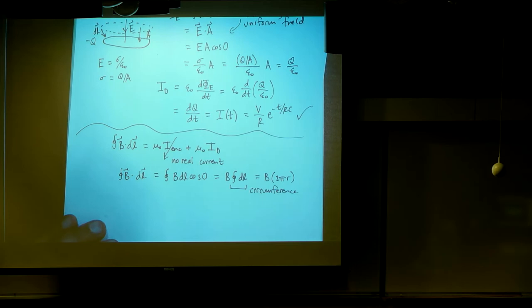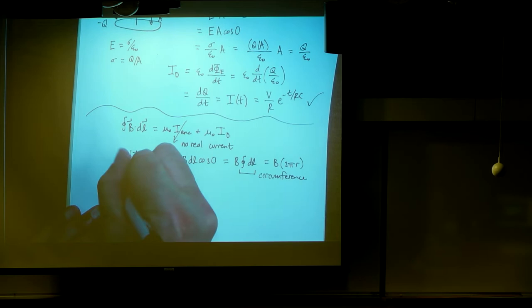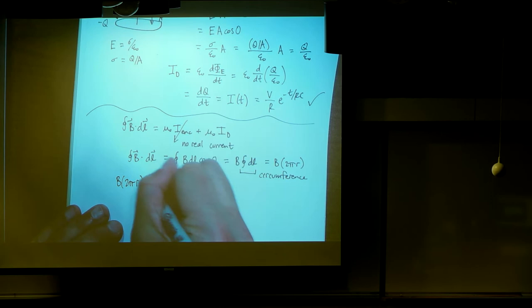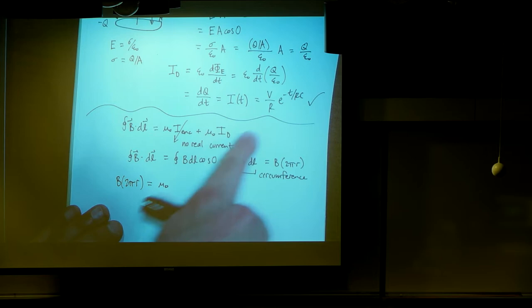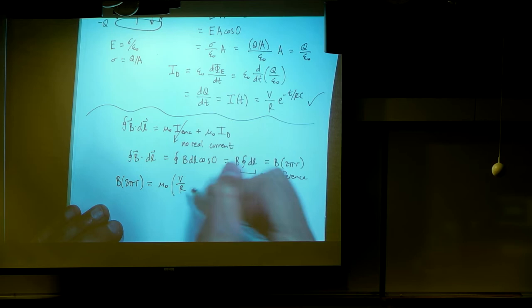So let's put it all together in the Ampere-Maxwell law. The left side looks like B times 2 pi r, as we just said. The right side looks like mu naught times the displacement current i_d. That's the thing which we found earlier: V divided by big R, resistance, times e to the minus t over RC.